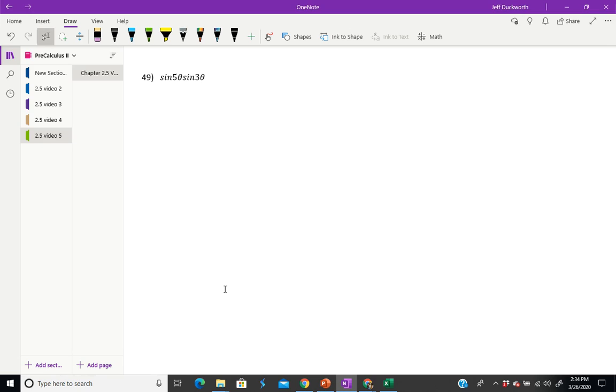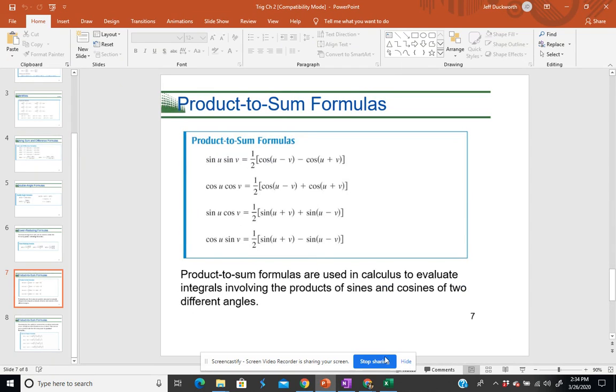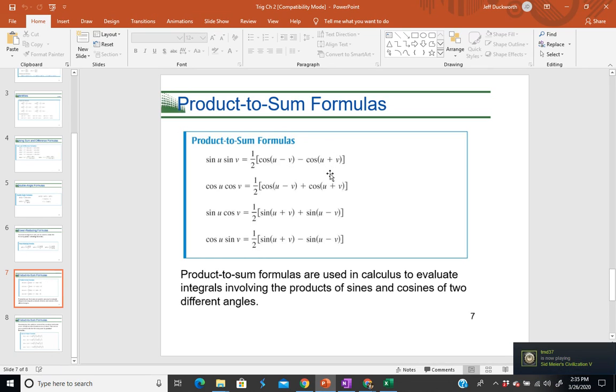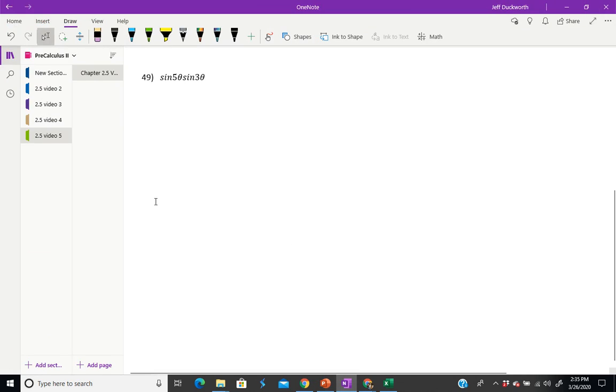And we have a product of two sines. So let's go back to our formulas. That's not the one I wanted. All right. Product of two sines. We're going to have a cosine of the first minus second, minus a cosine of the first plus the second. So this is going to be 1/2.